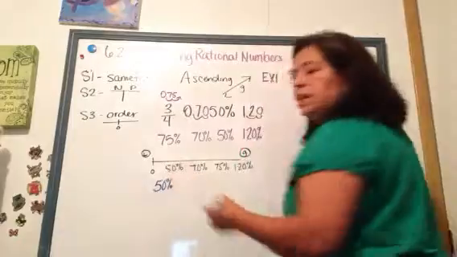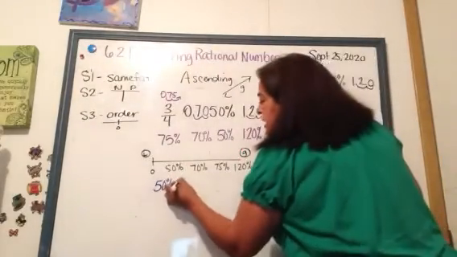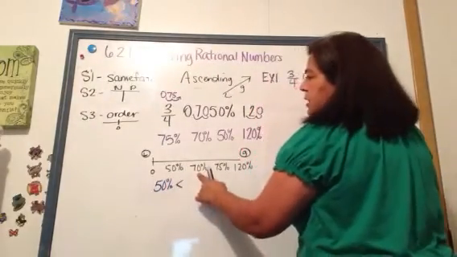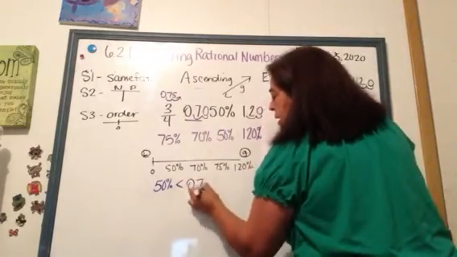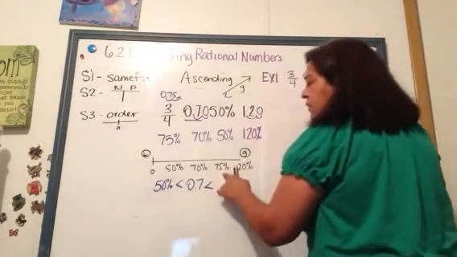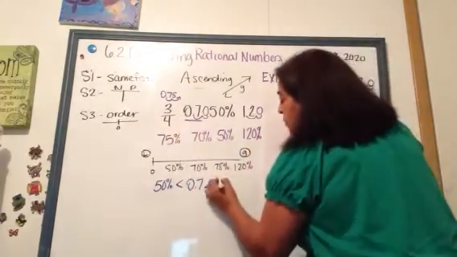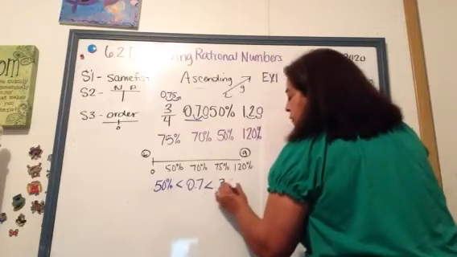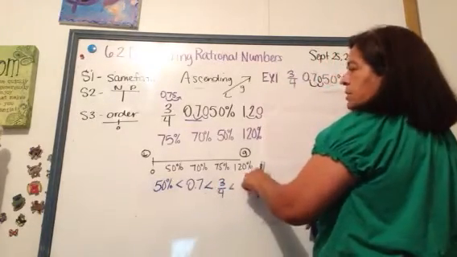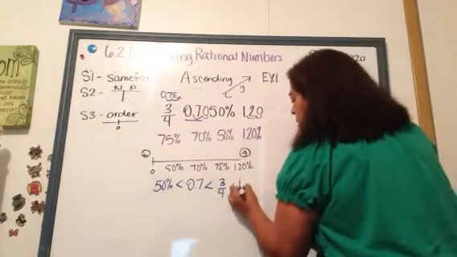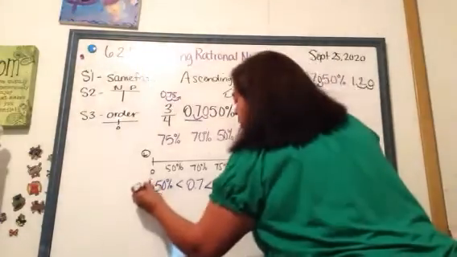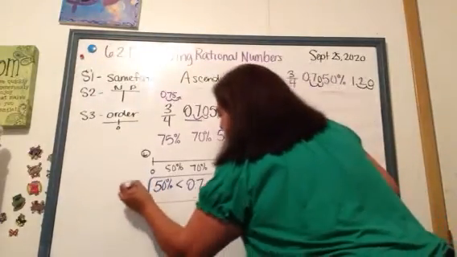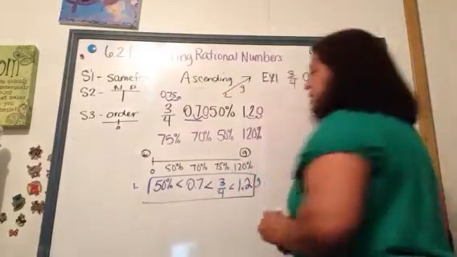50%, and we're going to use the inequality sign. 50% is less than 70%. 70% was actually 7/10. 7/10 is less than 75%, which the original form was 3/4. And 3/4 is less than 120%, which was 1 2/10. So this is my order from least to greatest in ascending order.